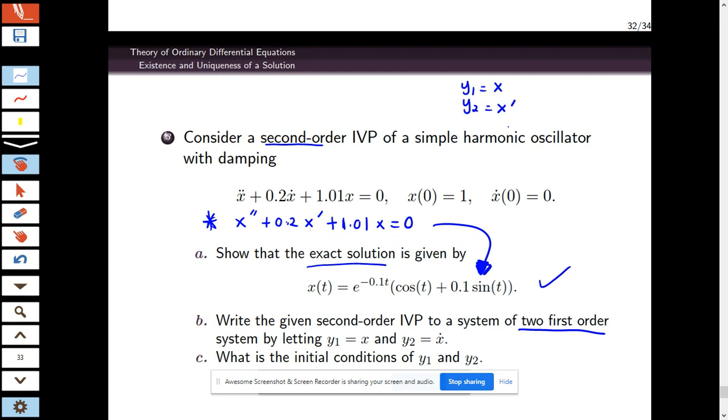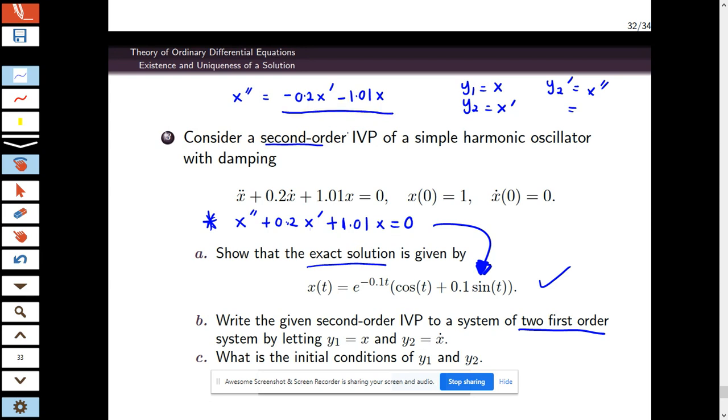Tak susah. Let me just tell you how to do it quickly. Lepas tu bila saya ambil y2 prime, tengok apa jadi. y2 prime means x double prime, right? Which is this thing here. So x double prime, semua yang lain bawa pergi ke sini. I have negative 0.2 x prime minus 1.01 x. Agree with me?